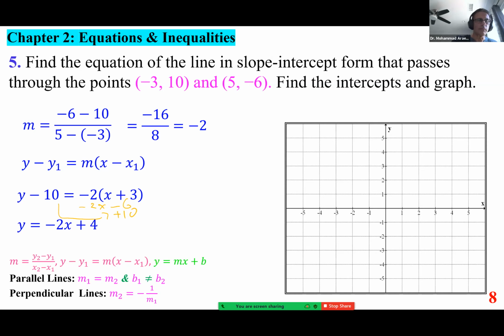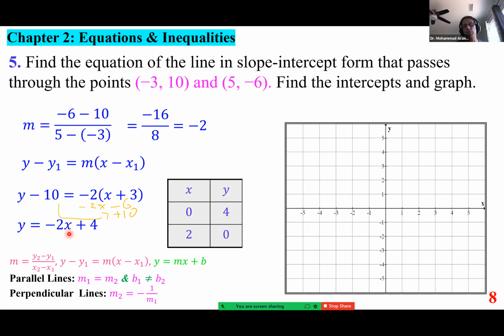Now, granted, we could graph just using those pairs, but it's really a good idea to come up with the intercepts. Obviously, we have one of them. The y-intercept is 4. Make sure you write the pairs unless otherwise is mentioned. So the y-intercept is (0, 4). And for the x-intercept, you set y equal to 0, and x becomes 2. Now plot the two pairs, (0, 4) and (2, 0), connect them, and you have the line.